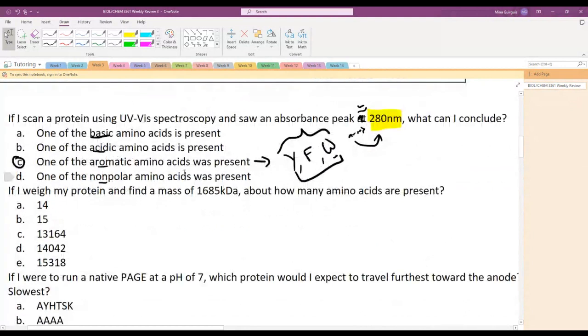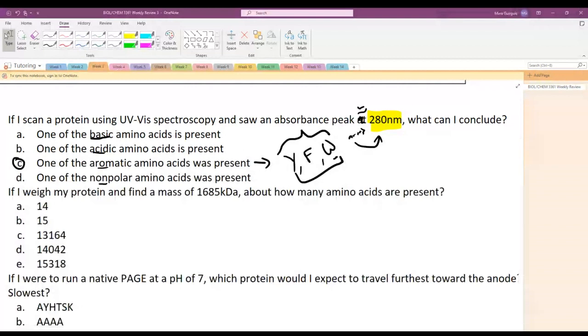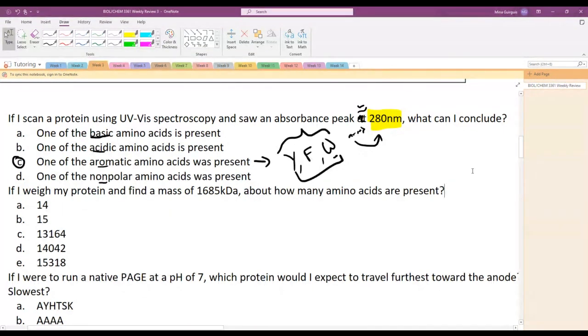Okay? All right. So if you weigh a protein and find this mass, how many amino acids were present? Okay, so this is a really interesting question, and I personally really love these questions because you can answer this by just memorizing a number. You can answer this by just memorizing 2 numbers. You can answer this by memorizing 4 numbers. And here's what I mean by that.